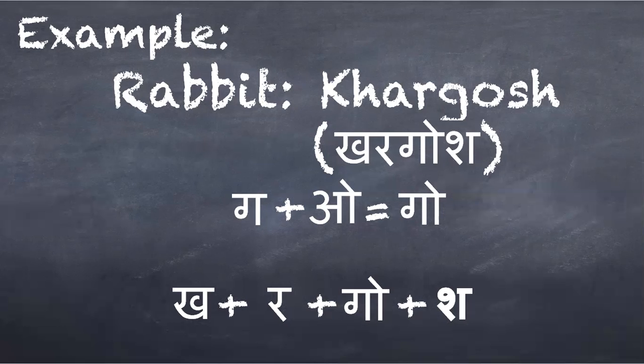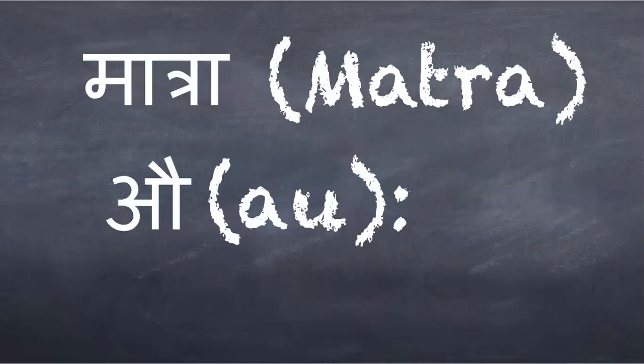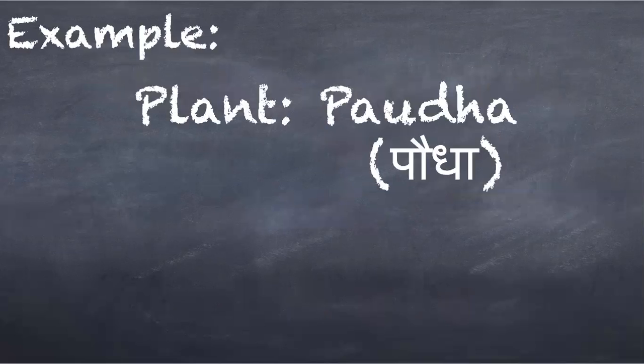Now let's move on to our next swar, that is au. Now swar au is represented as this matra in a word. For example, plant. Plant in Hindi is known as podha.